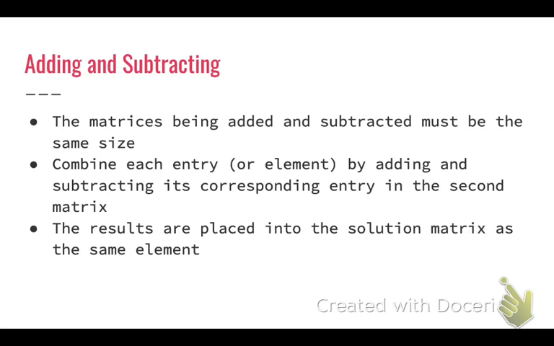Our solution matrix is again the same dimension, so if I was adding that 2 by 2 to a 2 by 2, the result would be a 2 by 2. And the two elements are added together, so if I was adding the first row, first column to the first row, first column in the second matrix, those two things added together are placed in the first column, first row of the solution matrix.